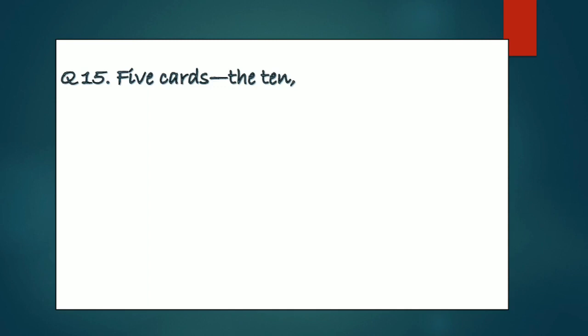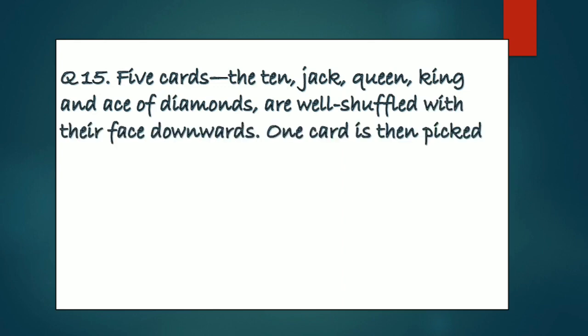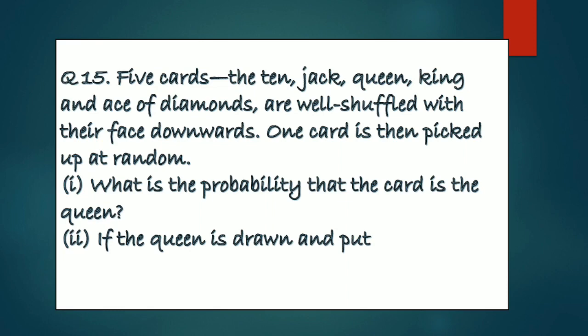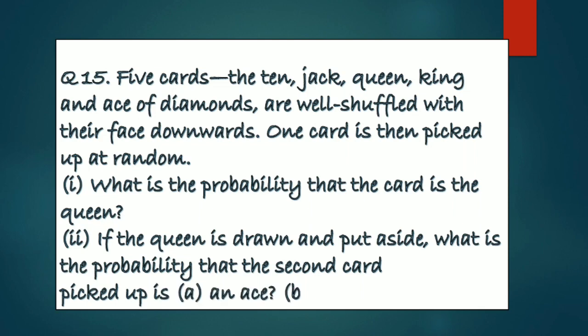Question number 15. 5 cards, the 10, jack, queen, king and ace of diamonds are well shuffled with their faces downwards. One card is then picked up at random. What is the probability that the card is the queen? Suppose the card is queen and it is put aside. What is the probability that the second card picked up is an ace, a queen? Now we have 5 cards: 10, jack, queen, king and ace of diamonds, placed with their faces downwards. Let's move to its solution.